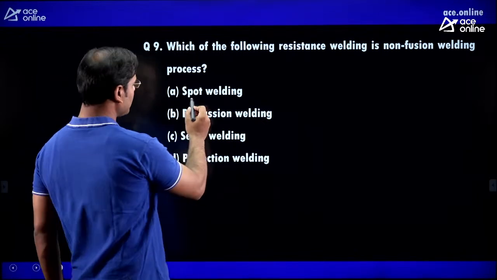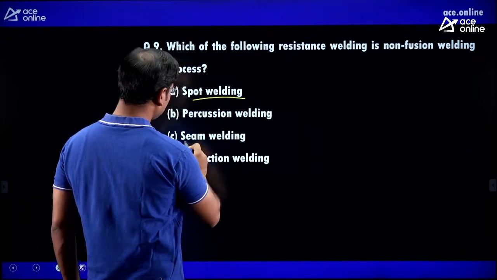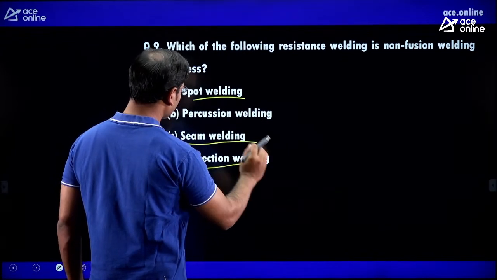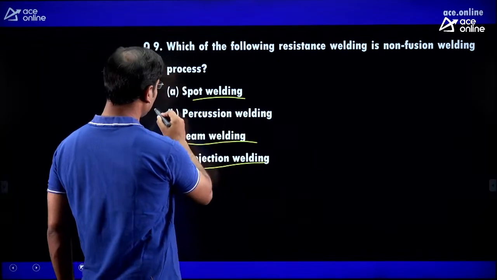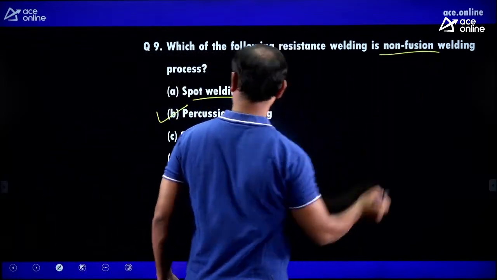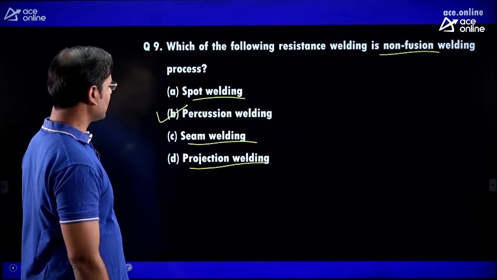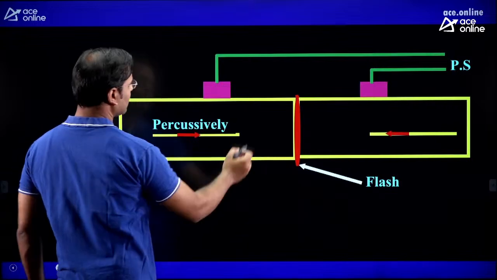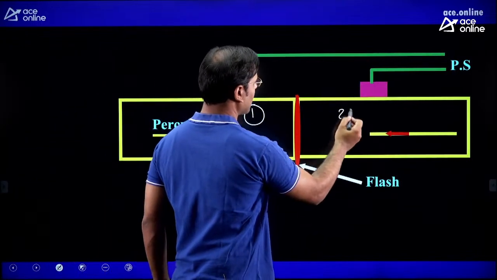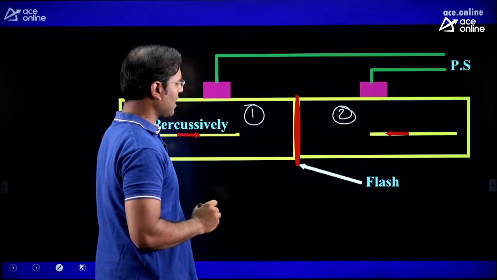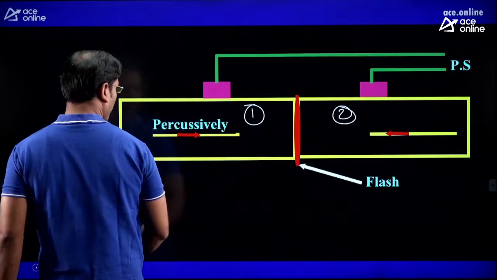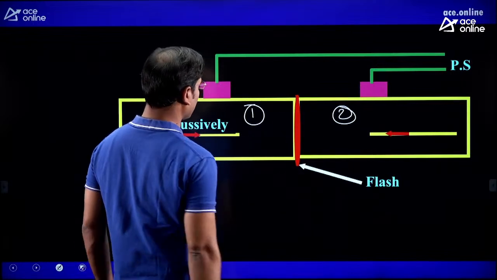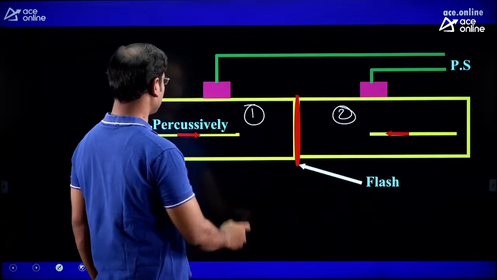Spot welding is fusion welding, resistance welding is fusion welding, projection welding is also fusion welding, but percussion welding is non-fusion welding, and the correct answer is percussion welding. Just see the example of percussion welding. In percussion welding, you can see two rods, or we can also say two shafts, or two pipes.